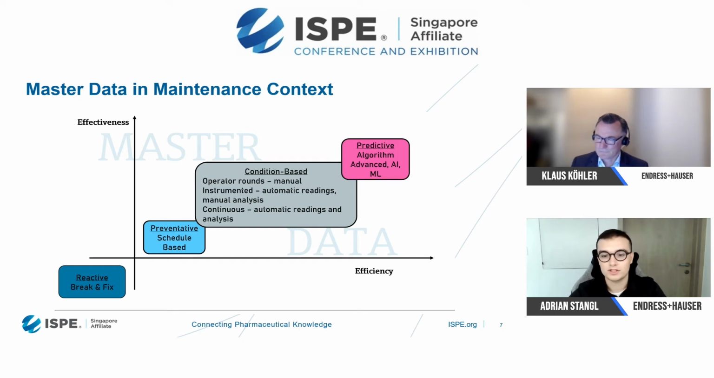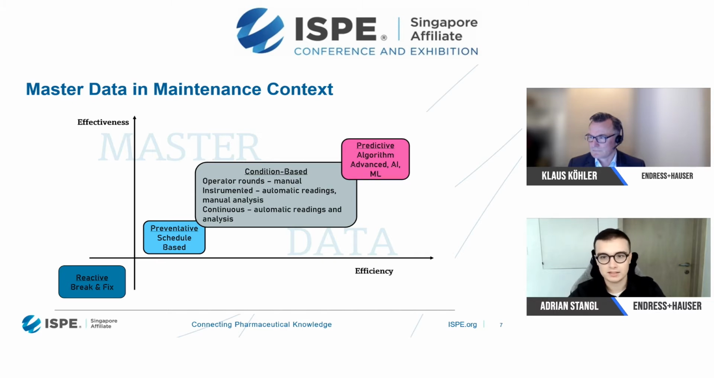So we start normally, or in the past it was more like being reactive, right? Break and fix. Some of you already are preventive, so you have a schedule-based approach, saying, okay, every 2 weeks I do a verification or I check my instruments. And then what is in between is called so-called condition-based. And what all of these have in common, you see actually in the back, and these are master data. So master data are giving you the opportunity to achieve all of that.